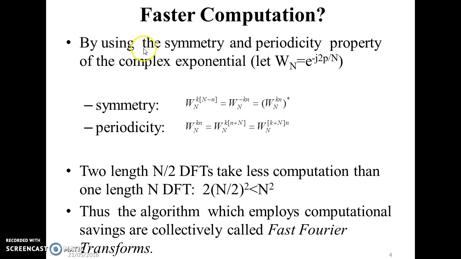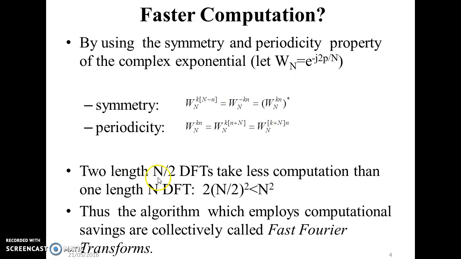Faster computation: by using the symmetry and periodicity property of the complex exponential, let WN equal to e raised to minus j 2 pi upon N. As we know, the symmetry property is WN raised to k in bracket N minus n equal to WN raised to minus kn, that is equal to WN raised to kn complex conjugate, and the periodicity property is WN raised to kn is equal to WN raised to k in bracket n plus N equal to WN raised to in bracket k plus N outside the bracket small n.